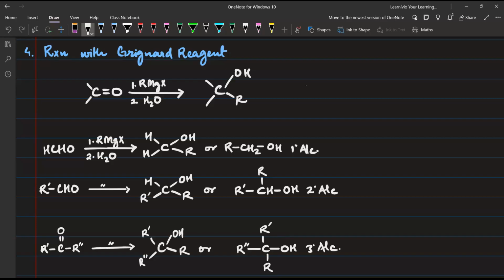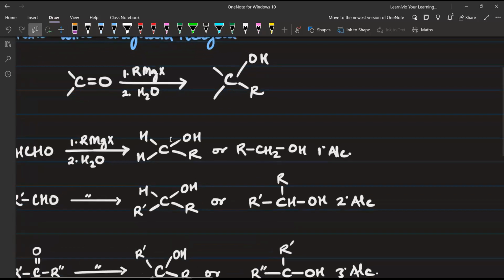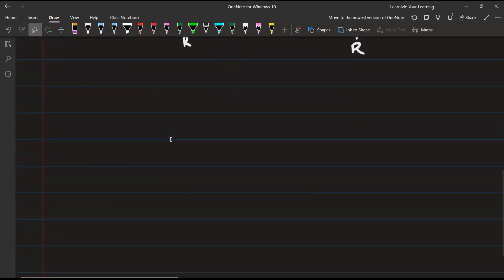Done? Great. Right, next. Reaction with alcohol. This is an important reaction. Generally students forget this, okay? So please always remember to revise this reaction. Reaction of carbonyl compound with alcohol.